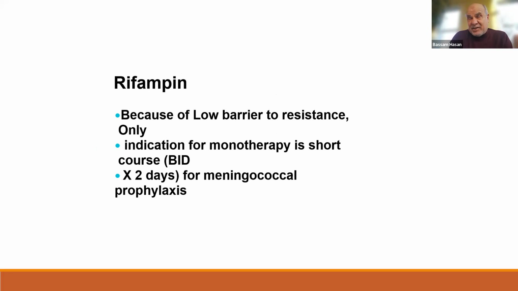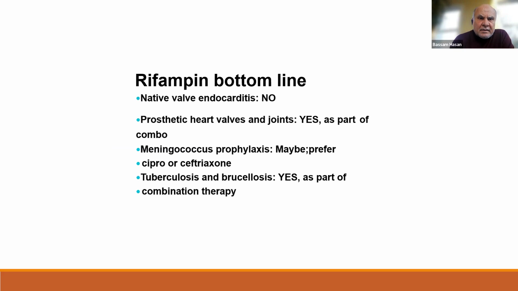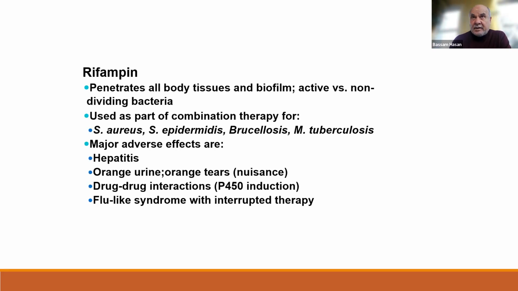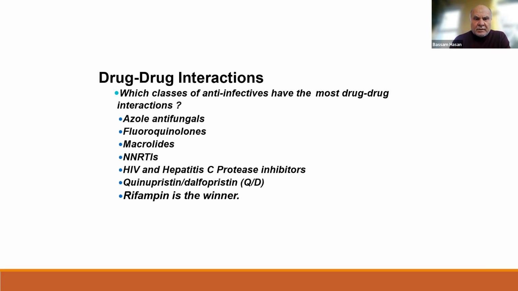Rifampin is the master of drug-drug interaction. It is never used alone, always in combination. It has the propensity of digging deep into the biofilm, especially when you are dealing with prosthetic valve endocarditis and other prosthetic infections. Bottom line, native valve endocarditis, no, we don't use it. We use it with prosthetic valve endocarditis as part of a combo, for meningococcal prophylaxis, Cipro or ceftriaxone, and for tuberculosis and brucellosis as part of combination therapy. And it is the father of all drug-drug interactions. So rifampin is the winner.